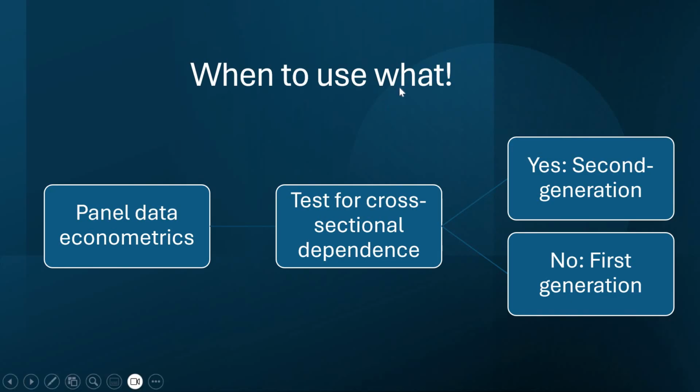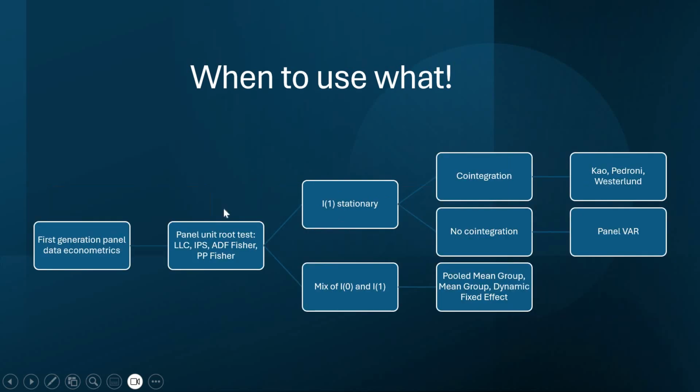So when to use what? With panel data, the first thing you need to do, particularly when you have a moderate to large N and a large T, is to test for cross-sectional dependence. If it's a yes, you use second generation. If it's a no, you use first generation.